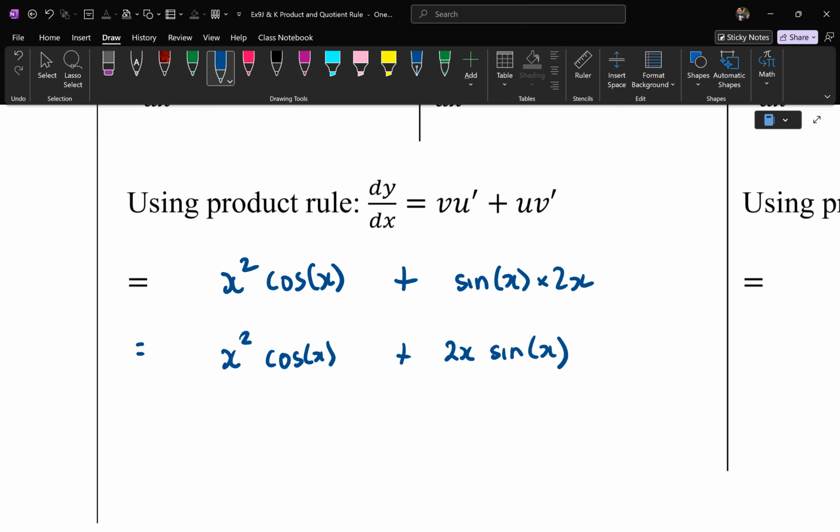Usually in the exam, this is worth 2 marks. The first mark is probably for applying the correct approach, which is the product rule. For the second mark, I encourage you to factorize where you can see. Most times in exams, there is something that you can factorize. In this case, what can you factorize? X. They both have an x. I encourage you to take that next step and write it out as x cos of x plus 2 sin of x.